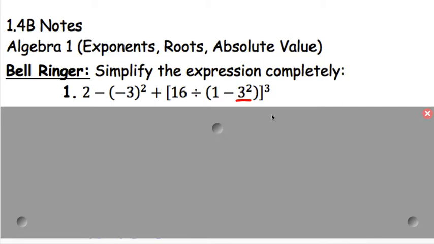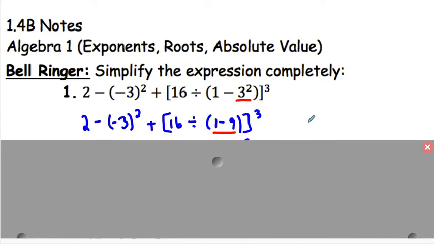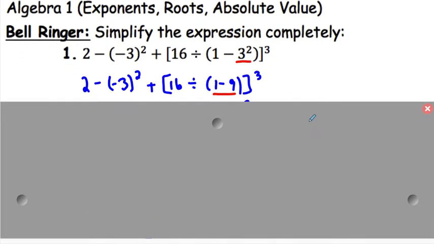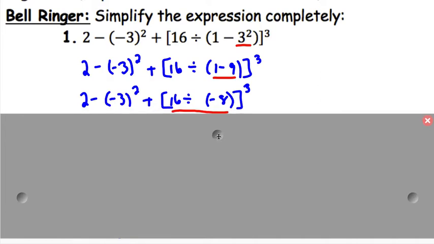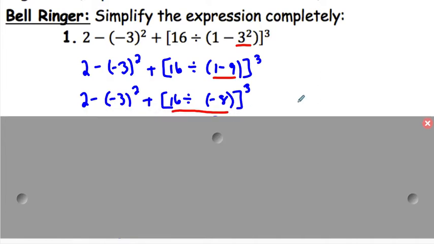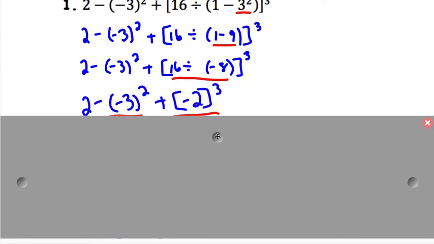So, first thing we're going to do is look inside the parentheses, and I see a 3 squared. So, that means that we'll start off by doing 3 squared to get 9. You can see here, I'm going to underline what I'm doing in each step. So, we'll start off doing that, and then we'll get rid of that. So next up inside the parentheses, 1 minus 9 gives us negative 8. Keep going inside there. 16 divided by negative 8 is a negative 2.